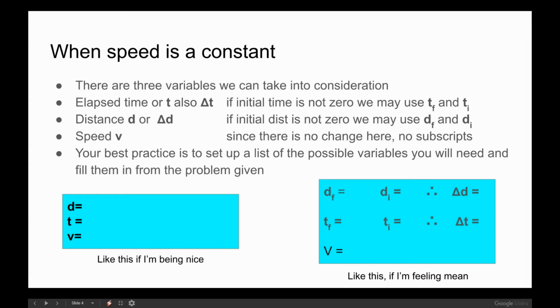That comes later. Your best practice is to set up a list of the possible variables you will need and fill them in from the problem given. Typically, you would write d, t, and v and write in the values. But if I'm being particularly mean that day, you might have to fill in more than that if the initial values are not 0. So if you get a problem that involves this, I like you. If your problem involves this, I'm just being mean.